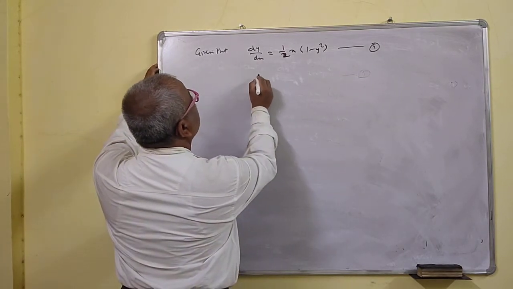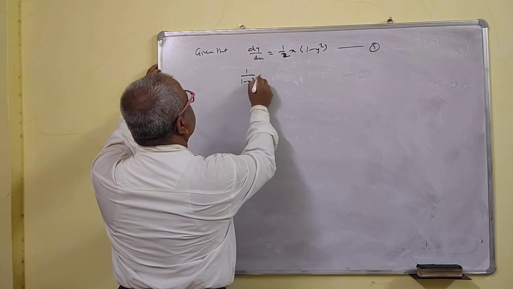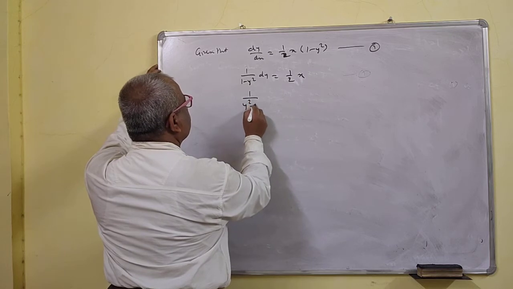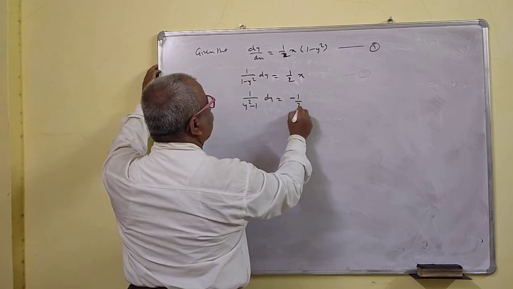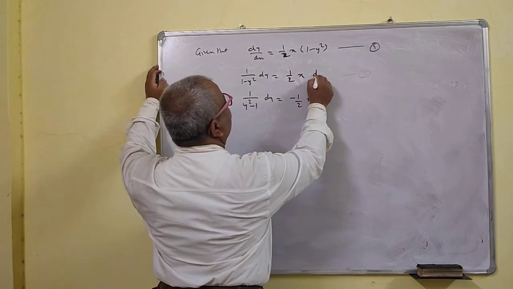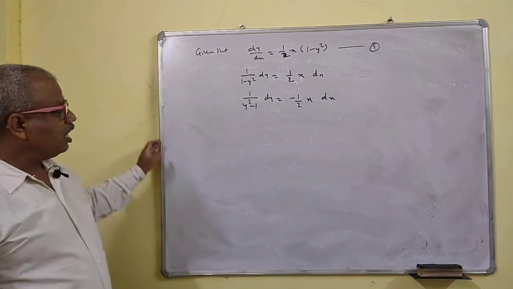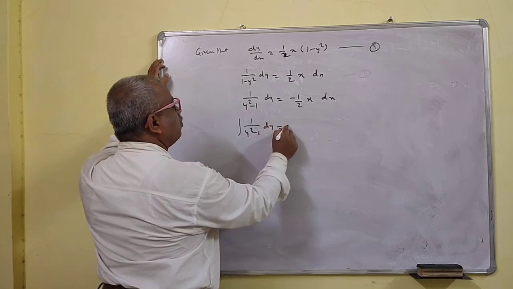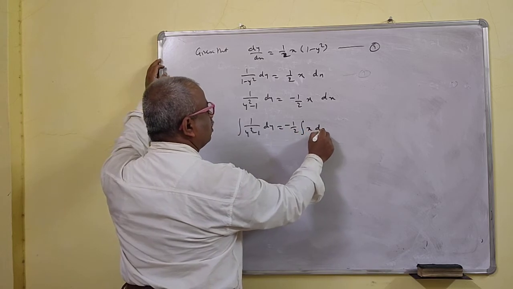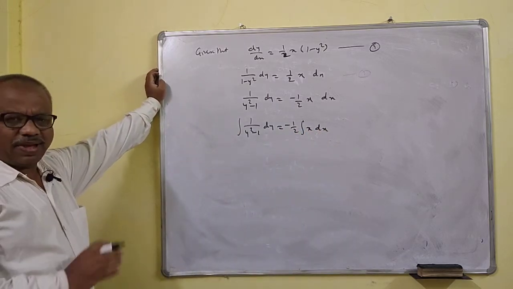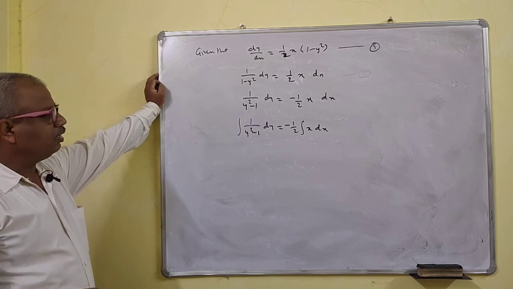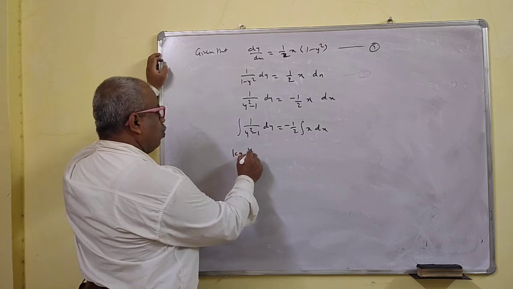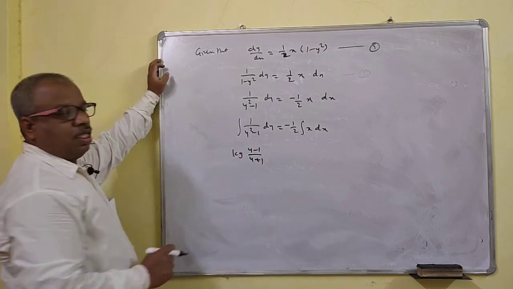So we will write this as 1 upon 1 minus y square dy is equal to 1 half x dx. So I will write this as 1 upon y square minus 1 dy is equal to minus 1 half x dx. You have to write dx. Now I integrate this. So I will just write here the integration of 1 upon y square minus 1 dy equals minus 1 half integration of x dx. Minus half I can take outside the integration, or you may keep it inside, but we have to write it in brackets. What is this? This is log of y minus 1 upon y plus 1.